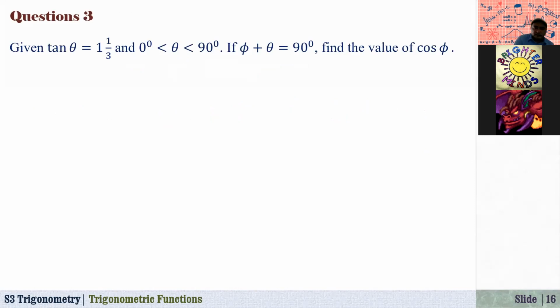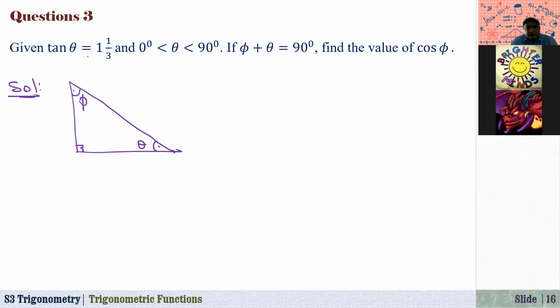Okay, next question. Given that tangent of theta is equal to 1/3, and angle theta lies between 0 degrees and 90 degrees. If phi plus theta equals 90 degrees, find the value of cosine of phi. So it says that phi plus theta is equal to 90 degrees. That means that here, if we draw a right angle triangle, if this angle is theta, then this should be phi, because their sum is equal to 90.